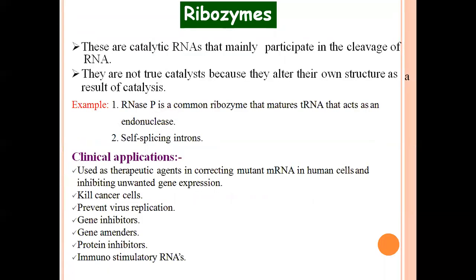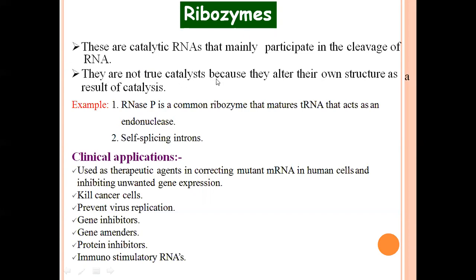and a very important thing is the ribosome, because we are discussing protein synthesis and RNA processing. So it will be very understandable to know about the ribosome structure and functions, and what it actually is as a cellular organelle inside the cell. So these are catalytic RNAs that mainly participate in the cleavage of RNA. Okay, in the cleavage of RNA, because ribosomes actively participate in protein synthesis. They cleave the RNA molecule.